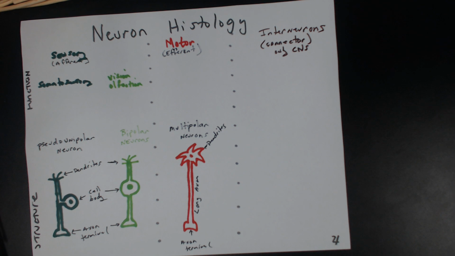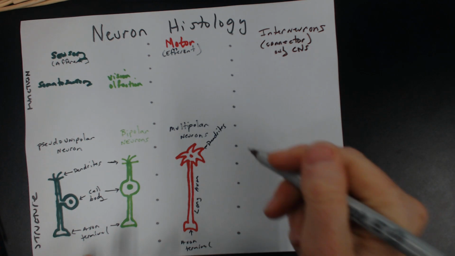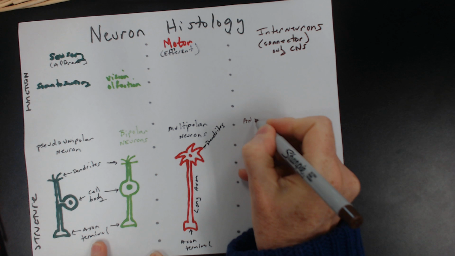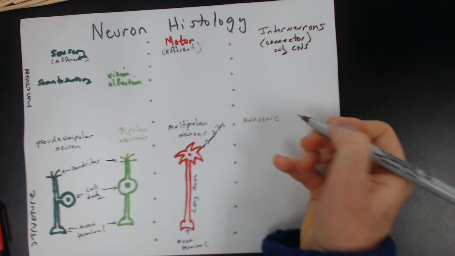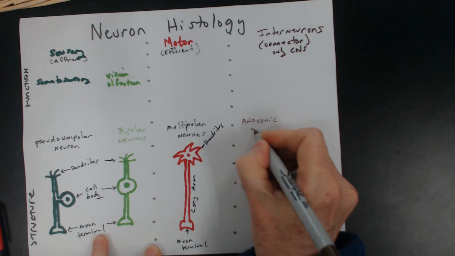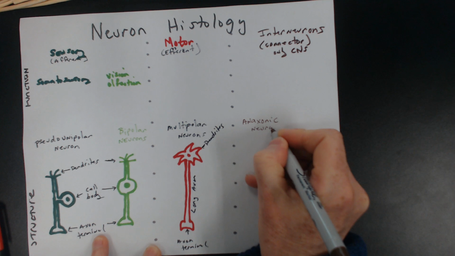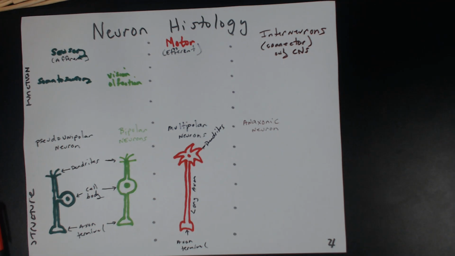The first is going to be your anaxonic neuron. And your anaxonic neuron, just like the word anaxonic might lead you to believe, doesn't have any identifiable axon.